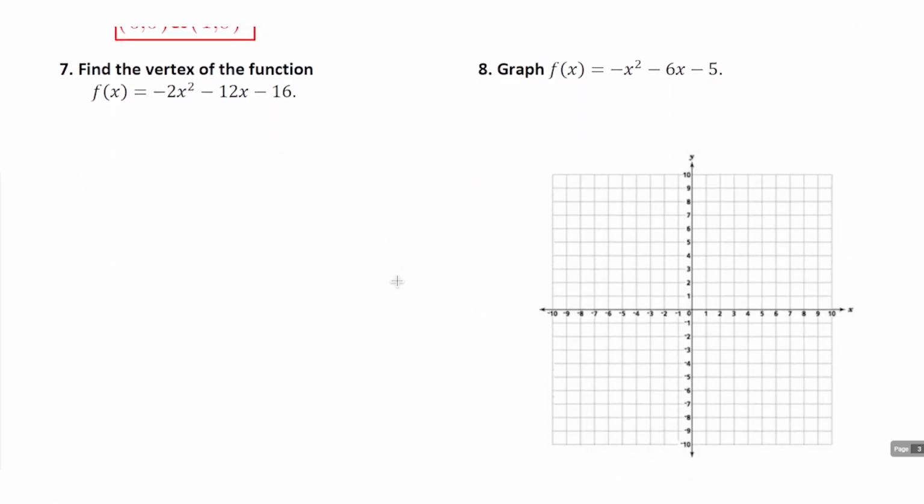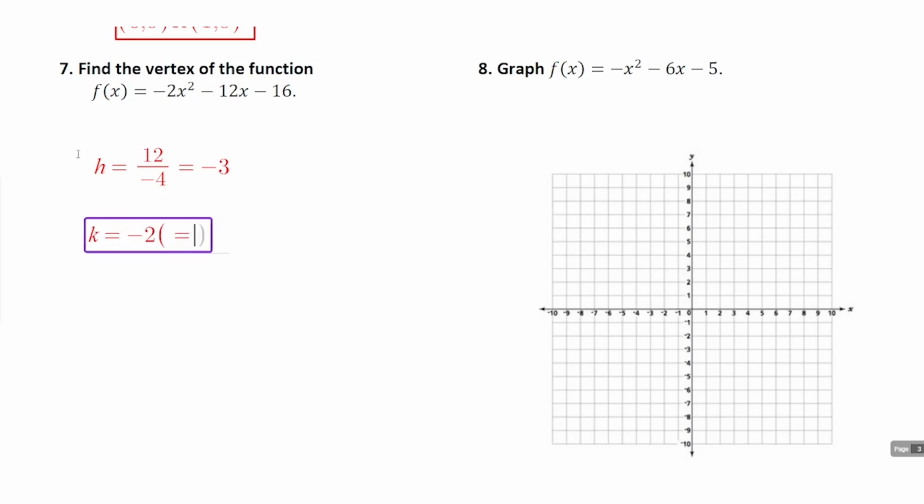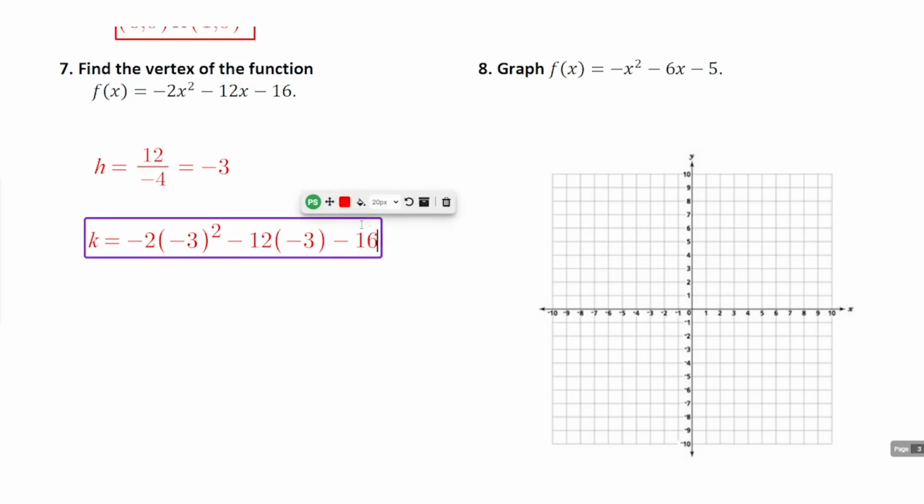Number 7, find the vertex of the function. Okay, so we'll start with the h. H is -b over 2a, so that'd be 12 over 2 times -2, which is -4. So that is -3. And then the k would be what I get when I plug in the h. So that would be -2 times -3 squared minus 12 times -3 minus 16. There's a lot going on here, so I think I'm just going to throw all that into the calculator.